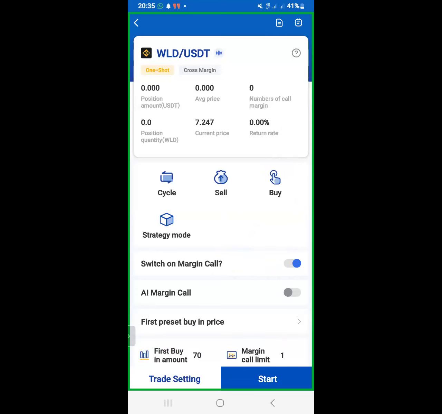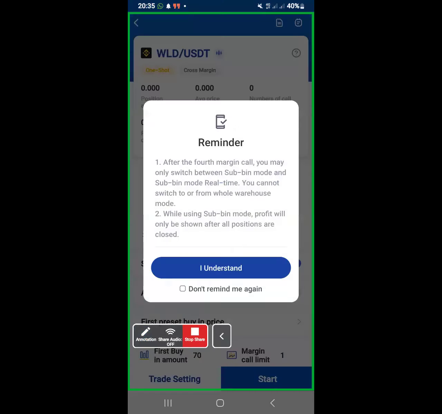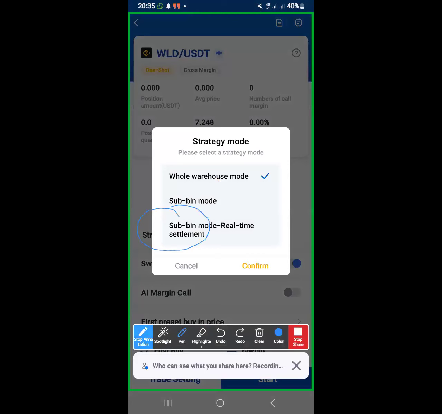Now, the strategy mode, this part, the strategy mode. Now the strategy mode, there are three strategy modes. There is the whole warehouse mode, and then there is the sub-bin mode, and then the sub-bin mode real-time settlement.